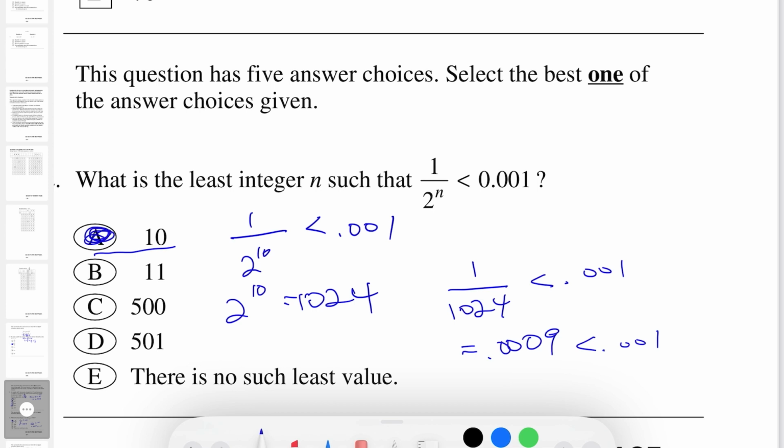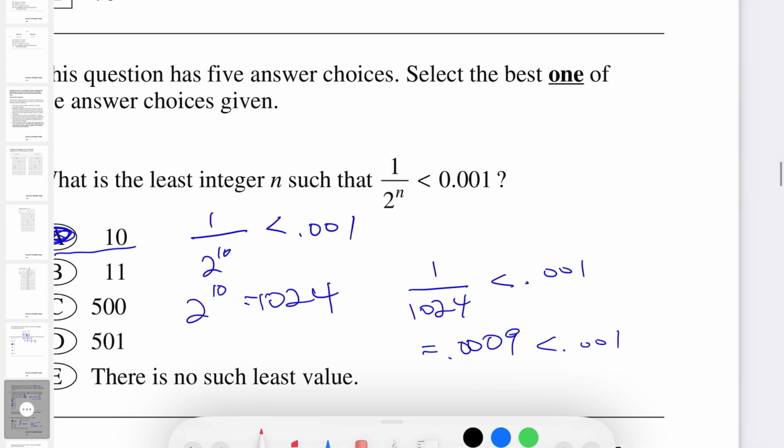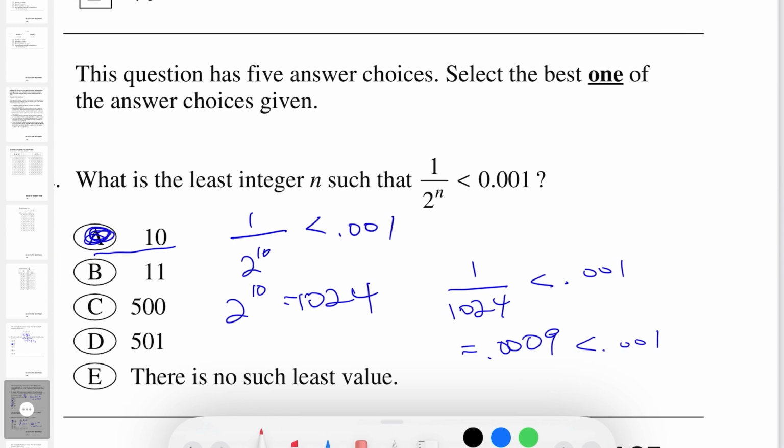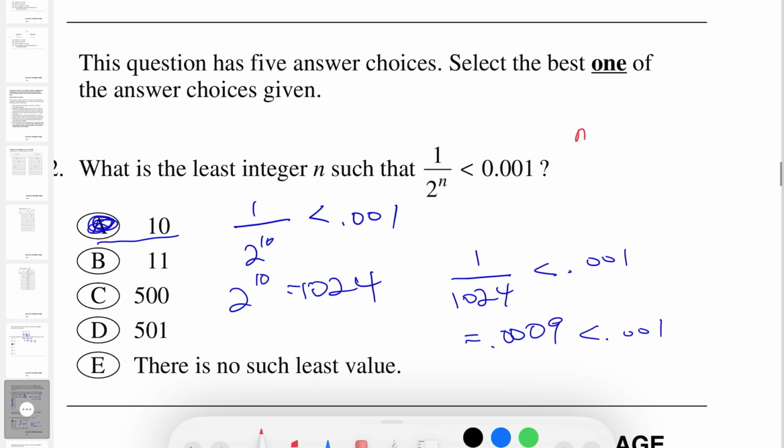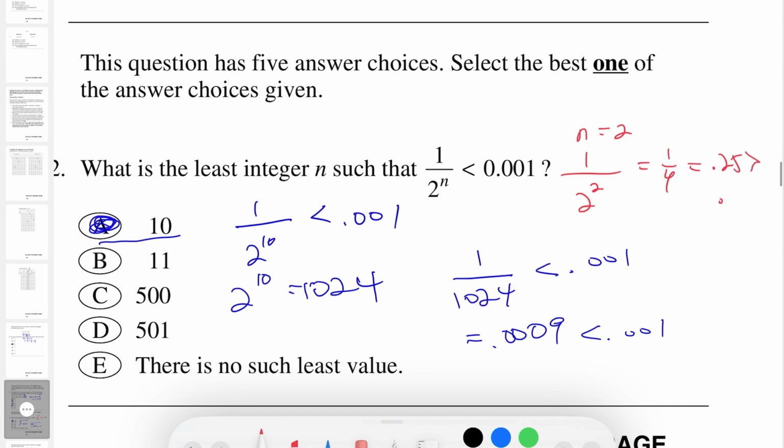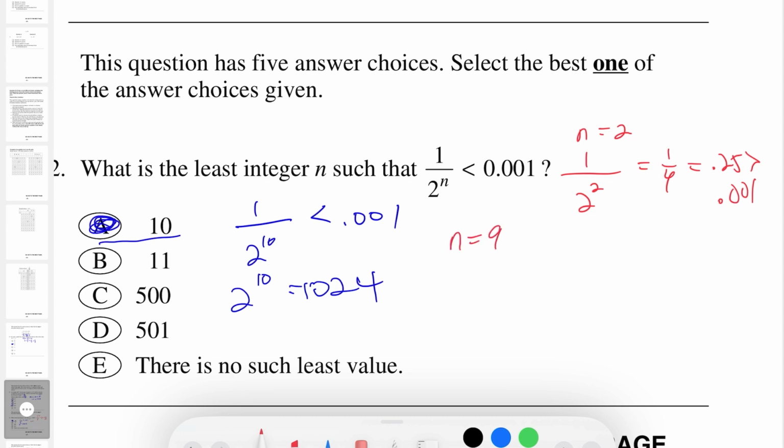So to see if we can go smaller than n equals 10, I'm going to try what happens if I do n equals 2. Let's just go pretty small and see what happens there. So 1 over 2 squared is 1 over 4, which is 0.25, right? And that is clearly larger than 0.001. So that doesn't work.